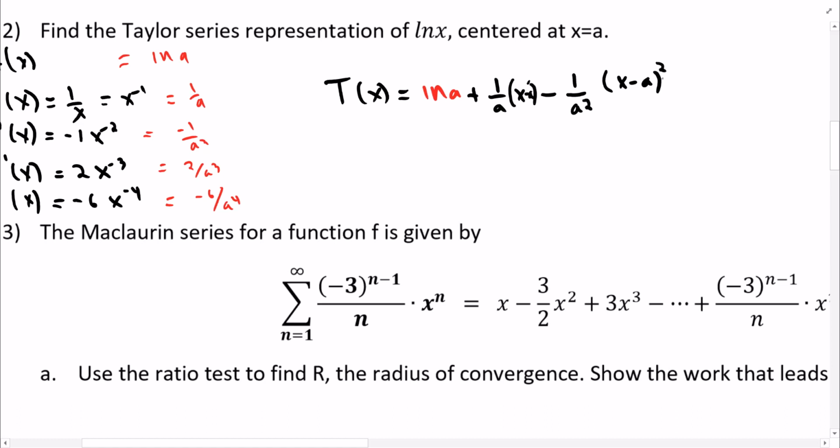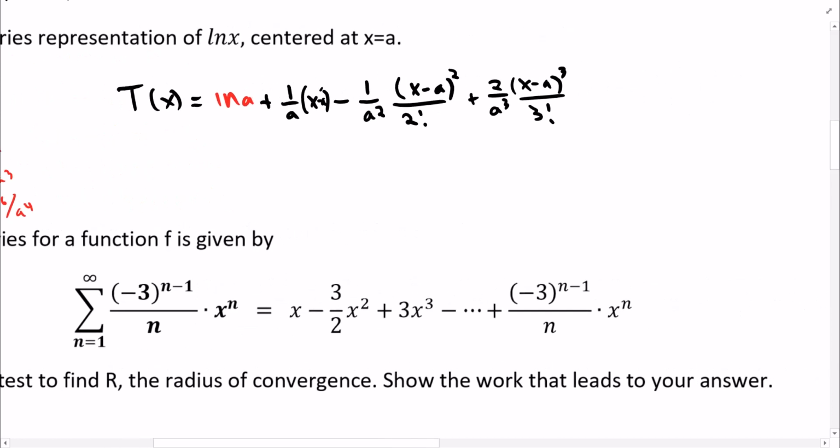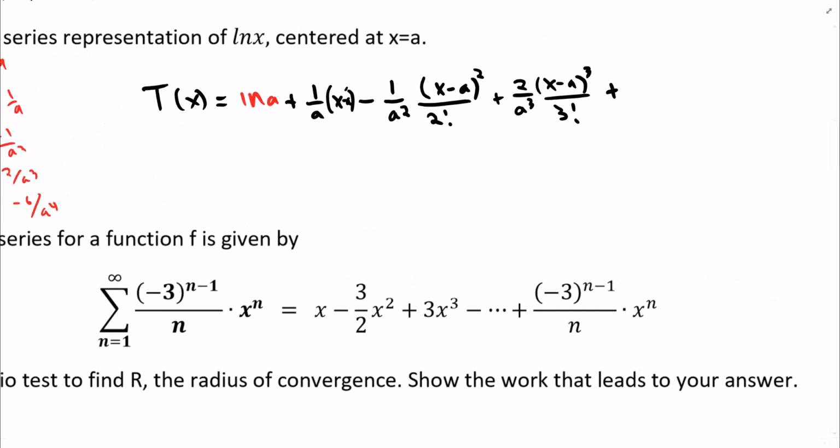And this should be x minus a squared over 2 factorial. Next one is 2 over a to the third times x minus a to the third over 3 factorial. Let's do the last one just to see if we can find the pattern. The next one's going to be actually minus, because the term is negative, minus 6 over a to the fourth times x minus a to the fourth over 4 factorial.